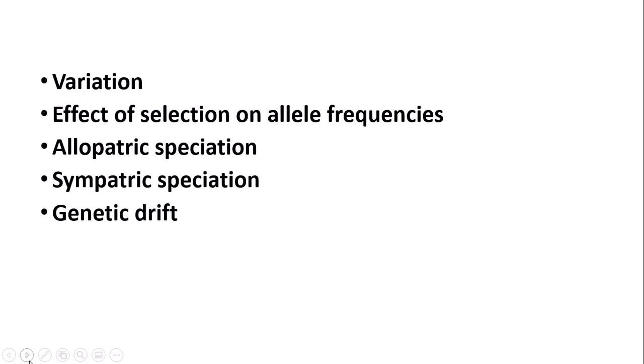Right, so this is a quick overview of the content that we are going to go over today. So we are going to go over variation in organisms, the effect of selection on allele frequencies, allopatric speciation, sympatric speciation, and then genetic drift. And after that we'll go on to some exam questions. Right, so let's get started.